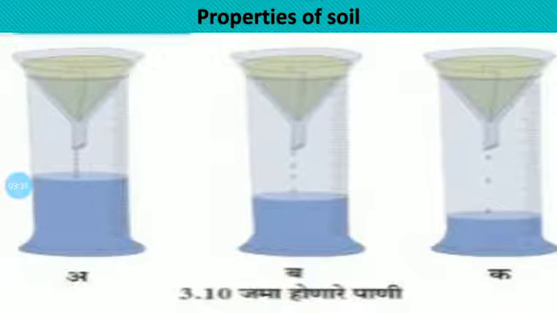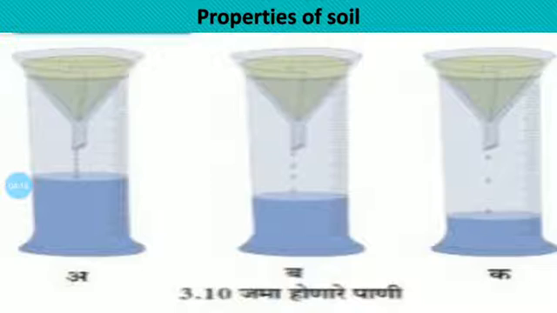To determine these properties, we have to do one experiment. In this experiment, we have to take the apparatus: 3 measuring cylinders, 3 glass funnels, filter paper, water, fine sand, coarse sand, soil from an earthen pot used for growing plants, etc.